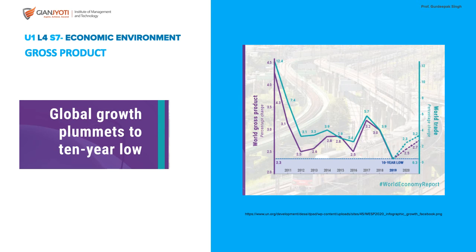So if we talk about the world gross product, it has gone down. In 2019, it has touched 2.3. This is a percentage change. This data is from 2010 to 2020, for the last 10 years. If you look at the gross product, from around 4.25, it has gone down to almost 2.3.